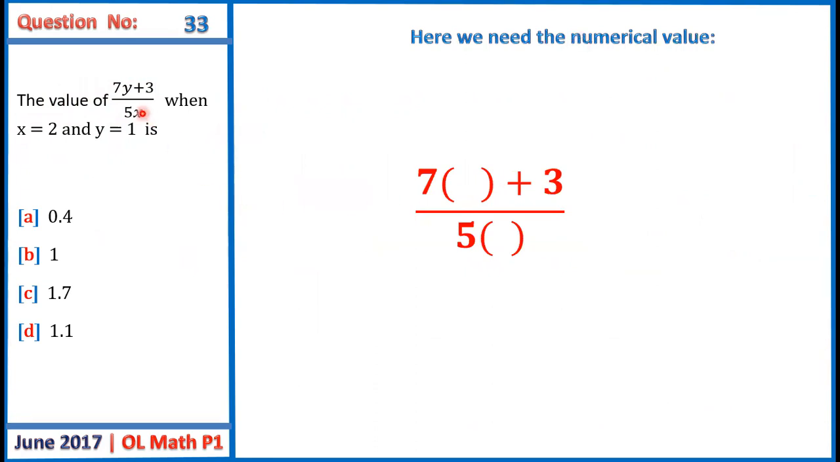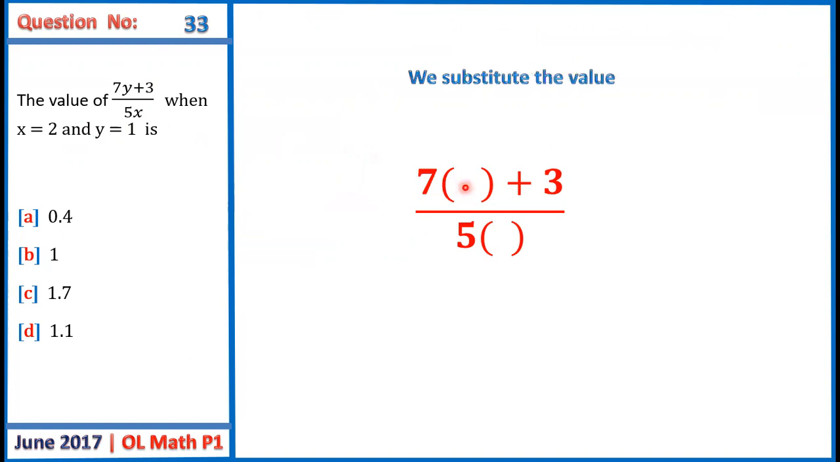So we just have (7y + 3) on 5x. I'm going to replace y by what has been given when y is 1, so I'll replace this y by 1, and when x is 2. And then we simplify. That is all about numerical value.